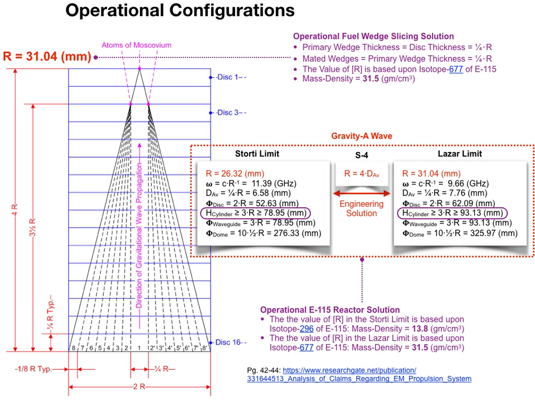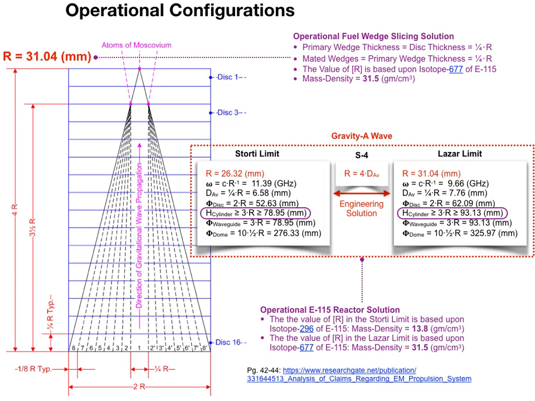Once again, we have emphasised the cylinder heights in the Storti and Lazar limits as being greater than or equal to 3R. This boundary condition relates to the minimum 12-disc primary wedge manufacturing solution asserted by Emeritus Professor Paul Edwin Potter in his book titled Gravitational Manipulation of Domed Craft. Thus, in establishing our operational configurations, we have incorporated the contributions from as many credible sources as possible.